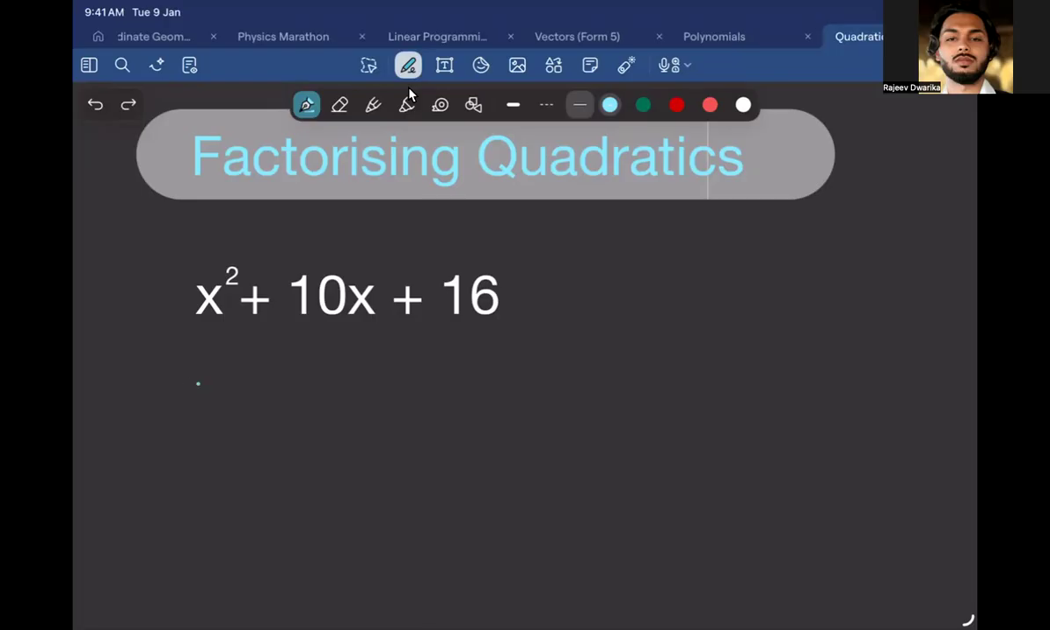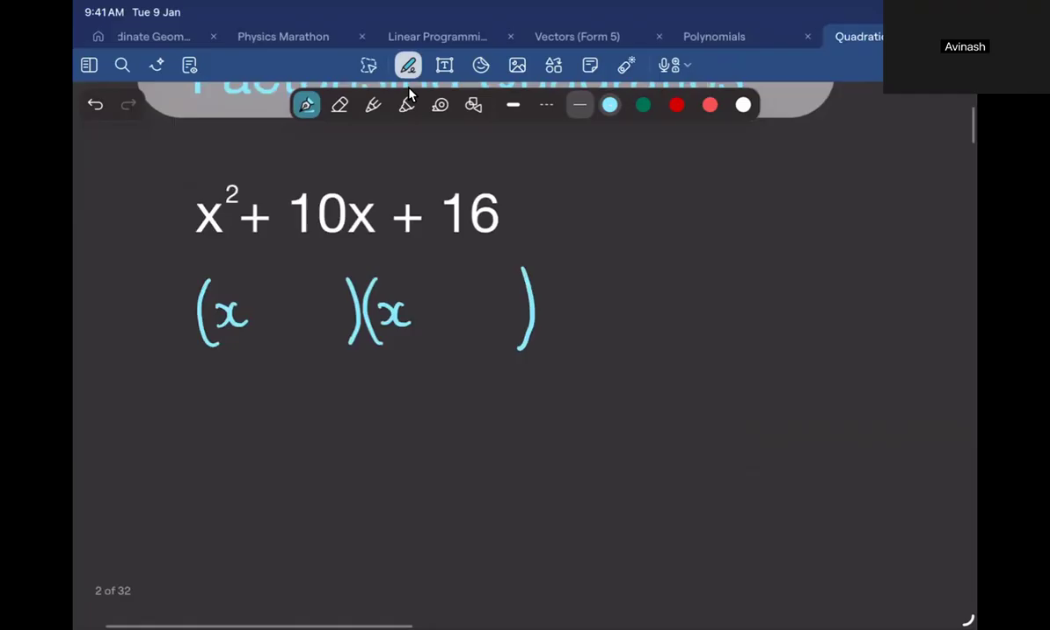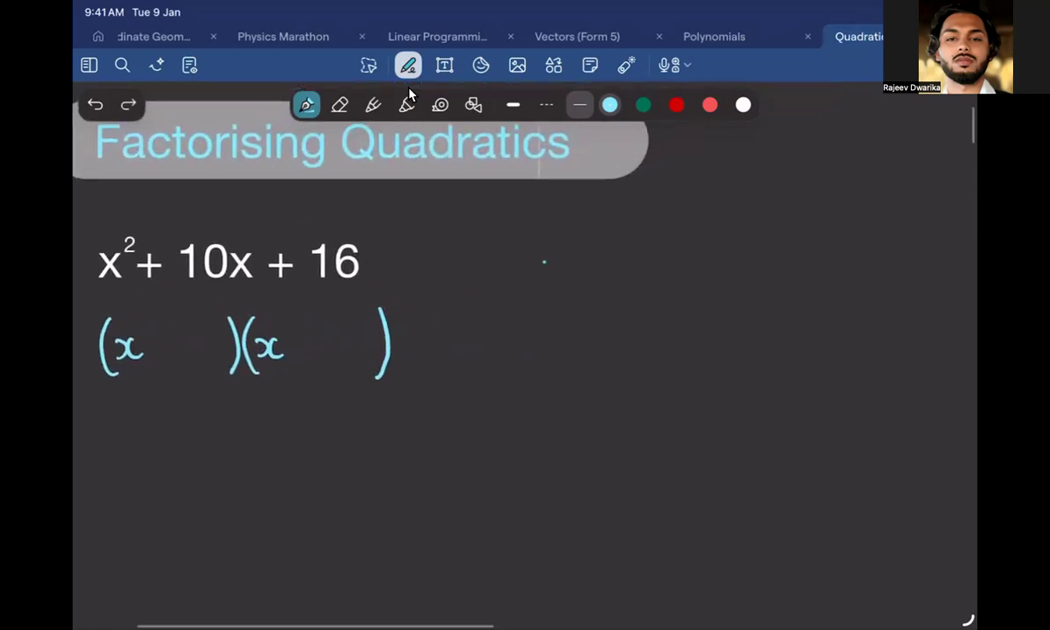Let me show you how we're going to do this. All right, so Avinash, stay with me. To get x squared, how would I multiply to get back x squared? X by x. Right, so I'm going to put an x in that bracket, and an x in that bracket. The next thing: the last term in this question is what? 16.